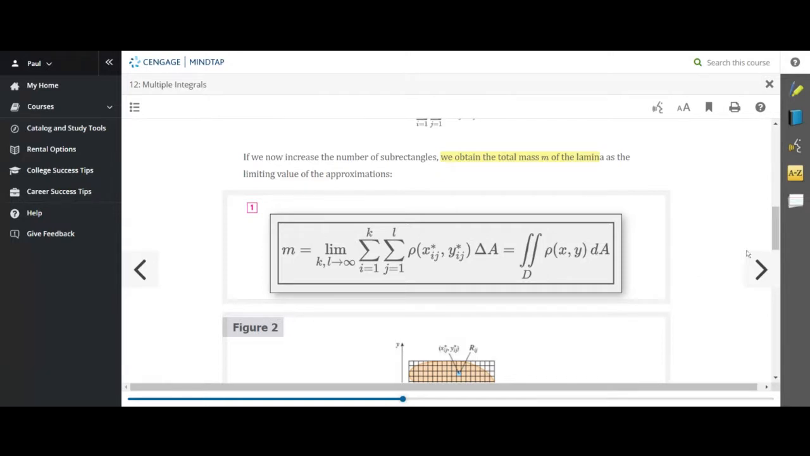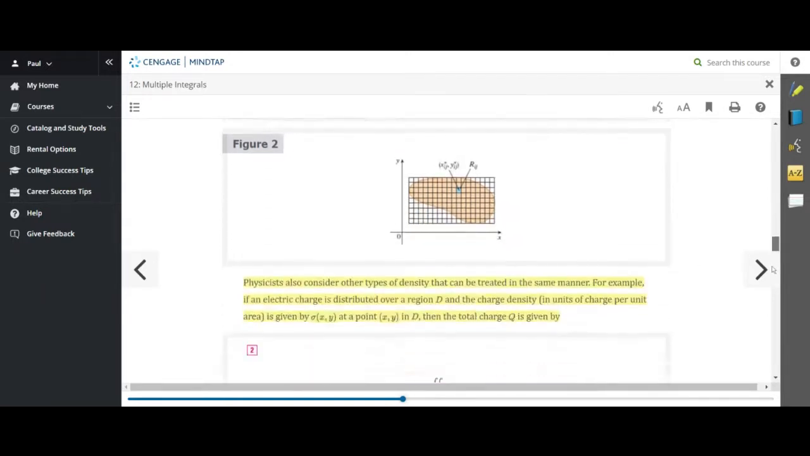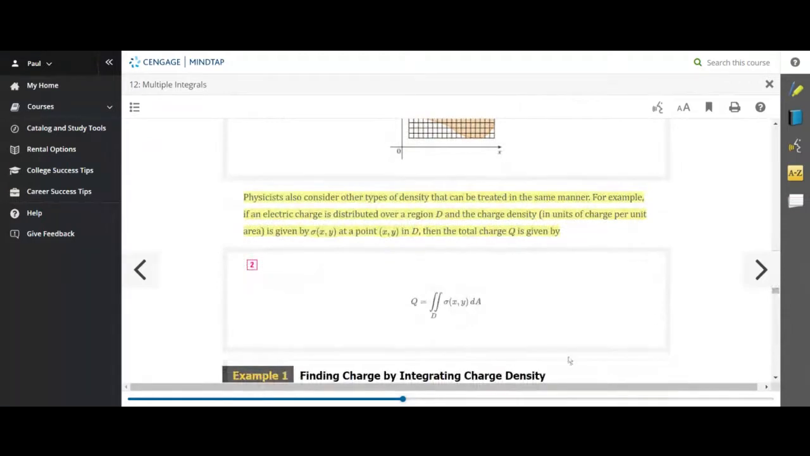Okay, all right. So now, physicists, they mention here, also consider other types of density that can be treated in the same manner. So if you have an electric charge over region D, and the charge density is given by the lowercase sigma at xy, that's just a notation, then the total charge is given by that.